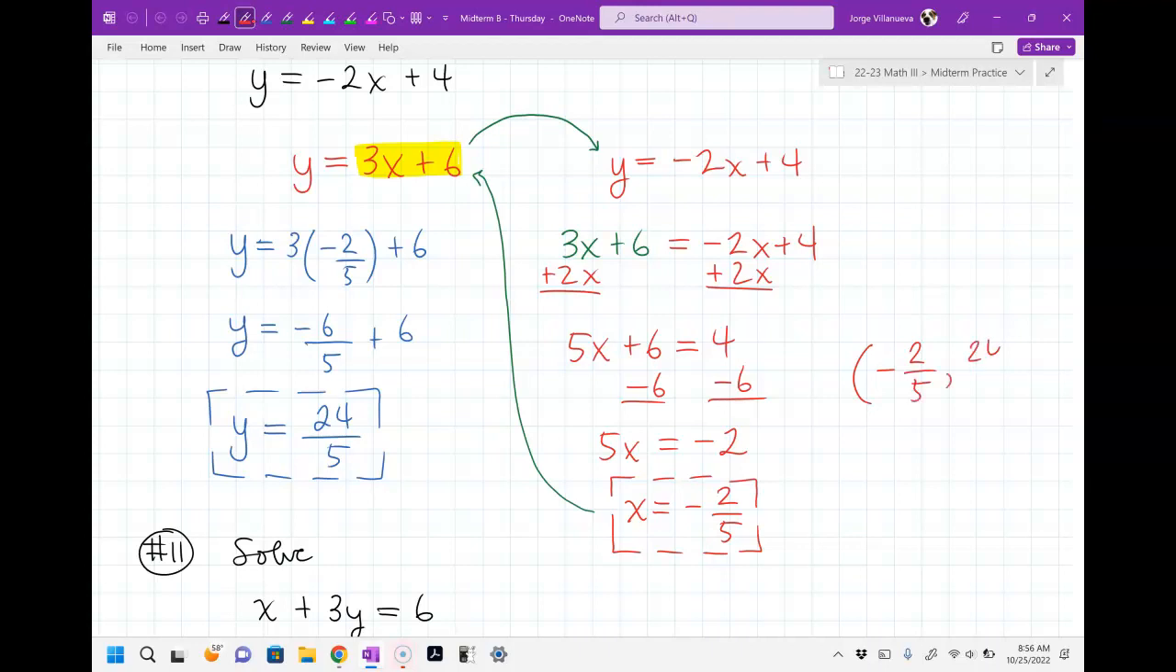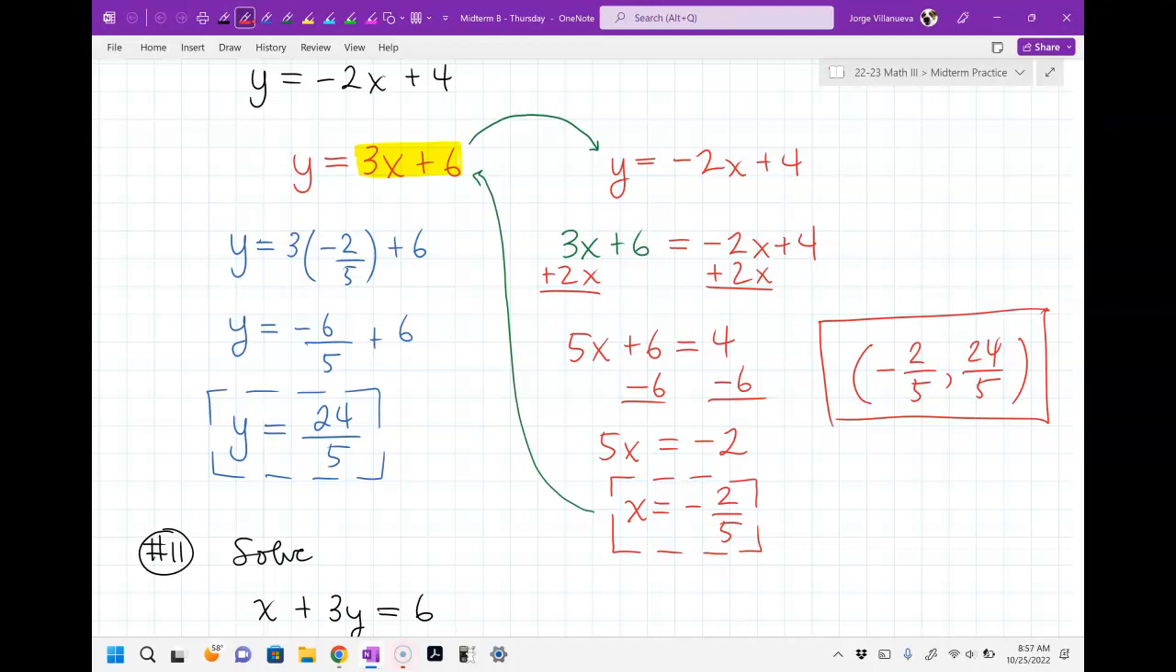Supposed to be a point. Okay? So there you go. Main idea being, substitute into the other equation, solve for x or y, whatever you're substituting for, plug it back in so you can solve for the other letter, and then write your answer as a point, okay? That's what you're looking at. So you're writing your answer as a point.